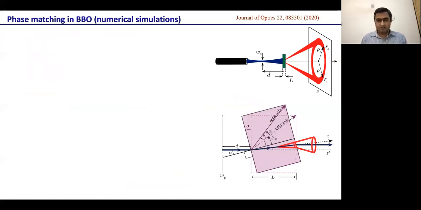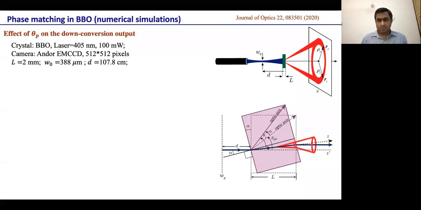But here I'll just show you, and we have seen these in the lab. If somebody is interested, maybe when the times are a little more normal, you're invited to visit my lab and I can show you how this actually works. So here we have a laser and a nonlinear crystal.